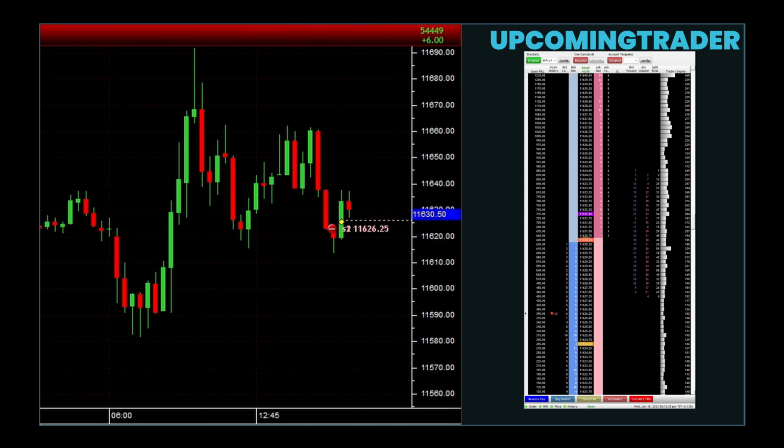Lastly, make sure you always use stop losses. Skipping this step is one of the biggest mistakes you can make. Especially with breakout trades, you want to protect yourself if things do not go as planned. Stop losses are there to help you manage your risk.